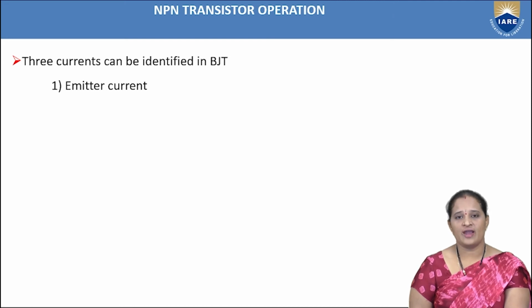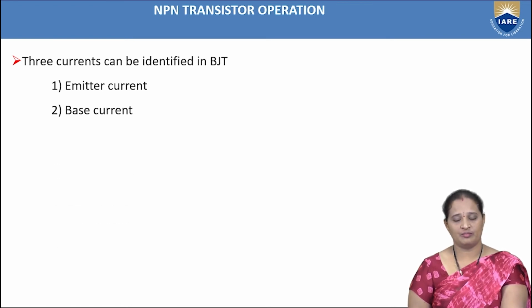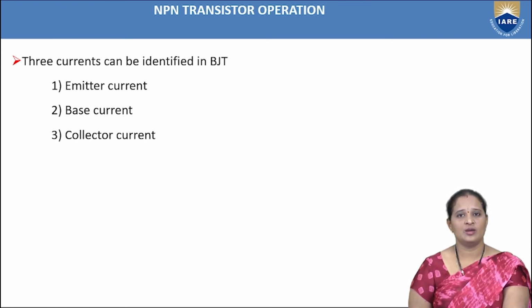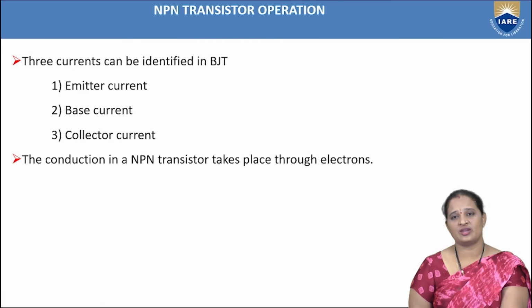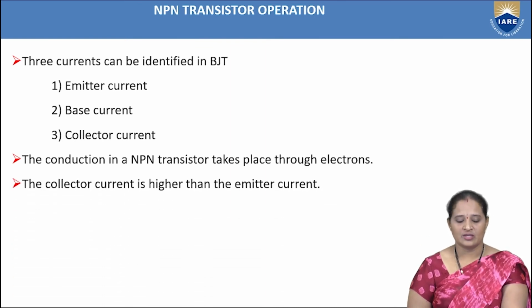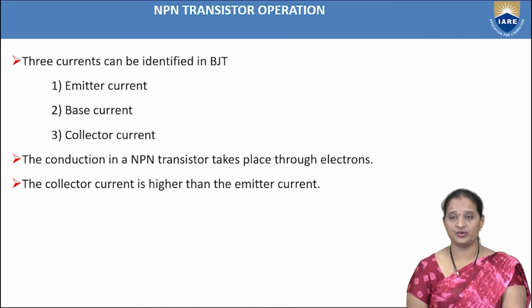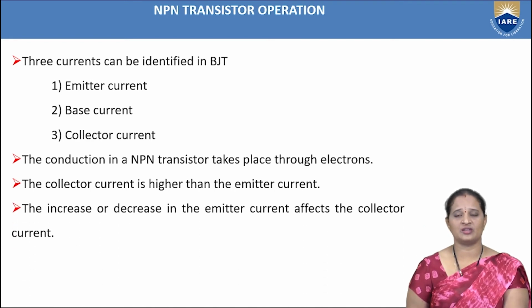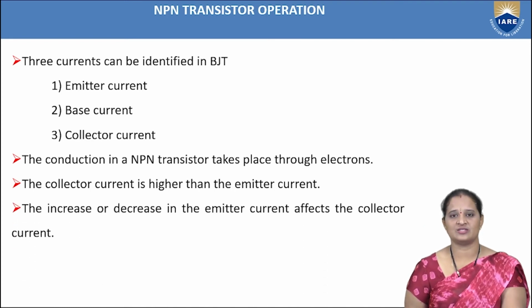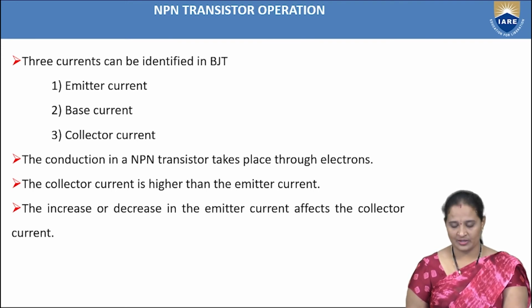As we all know, there are three currents flowing; we can identify three currents in the BJT. What are those? Emitter current, base current and collector current. Here, what are the majority charge carriers of an NPN transistor? Electrons. Hence the current conduction in an NPN transistor is majorly due to electrons, whereas there is also some current conduction due to the minority charge carriers, that is holes, but it is very small. So the increase and decrease of emitter current affects the collector current.